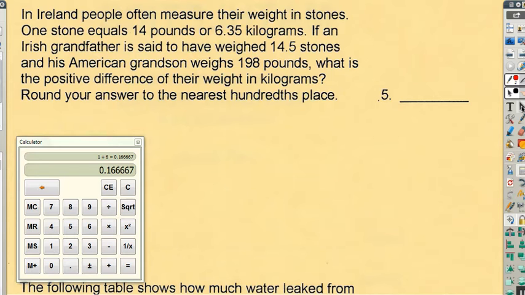Does he weigh 14.5 stones? Well, I know Mike weighs 198 pounds at the time. So I would assume that these are real numbers for Miss Wargaki's family.